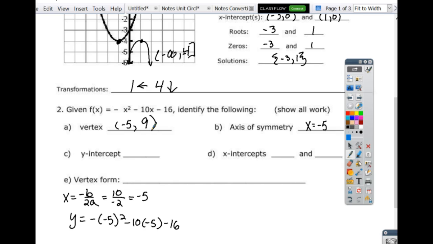So then it asks for the y-intercept. And the y-intercept, if you put 0 in, what do you get for y-intercept? 0, -16.